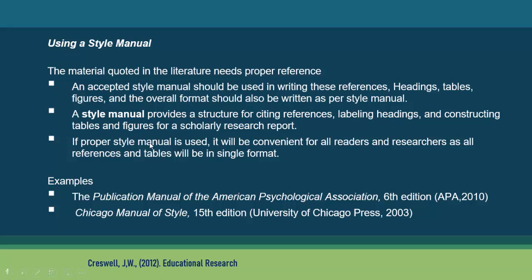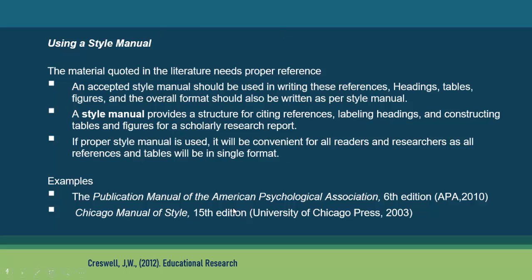If a proper style manual is used, it will be convenient for all readers and researchers, as all references and tables will be in a single format. If no style manual is used, the readers will find it difficult to understand, because different tables may be in different formats and different figures may be in different formats. It will also be difficult for researchers to search those articles or sources through the internet or in the library if they are not according to the format, because a style manual provides complete details.